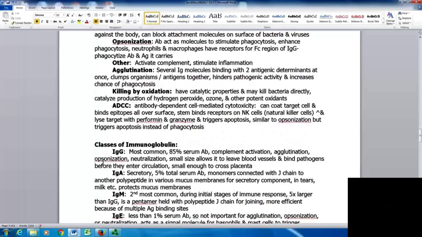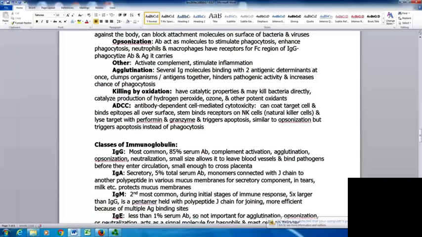With ADCC, it's antibody-dependent cell-mediated cytotoxicity. This can coat target cells and bind epitopes all over the surface. The stem binds the receptors on the natural killer cells, and it will lyse the target with perforin and granzyme.